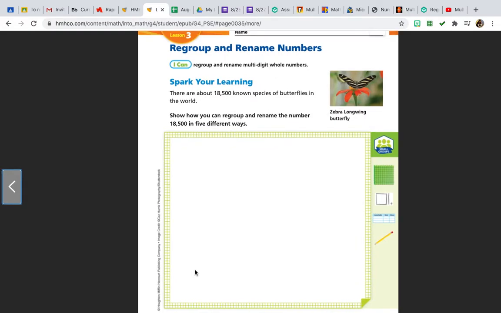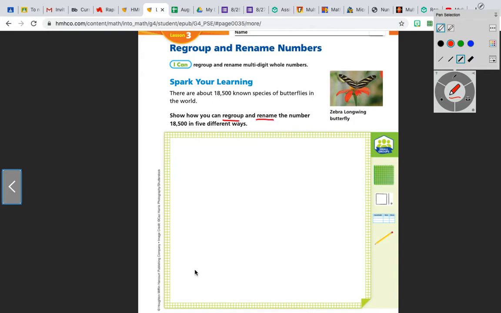The title of today's lesson is called Regroup and Rename Numbers. Our objective today is regroup and rename multi-digit whole numbers. The first problem says, in Spark Your Learning, there are about 18,500 known species of butterflies in the world. Show how you can regroup and rename the number 18,500 in 5 different ways.